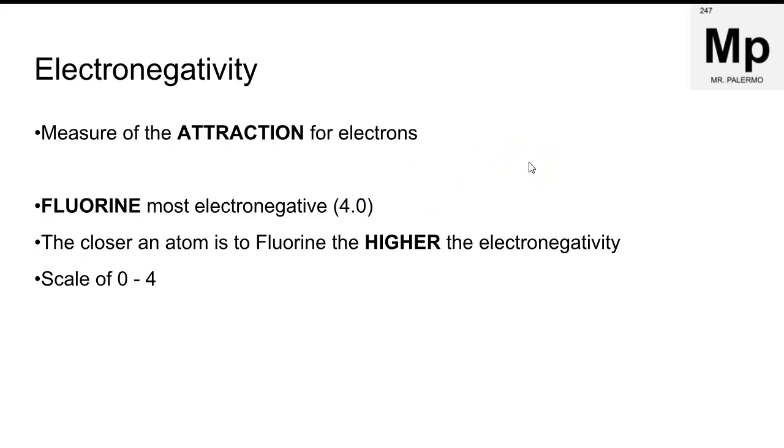Electronegativity is a measure of the attraction for electrons, how strongly an atom attracts electrons. Fluorine is the most electronegative at a 4.0. So the closer you are to fluorine, the higher the electronegativity is going to be. So metals have a low electronegativity, a low attraction for electrons, and nonmetals, since they want to gain electrons to get that full valence shell, have a high attraction for electrons.